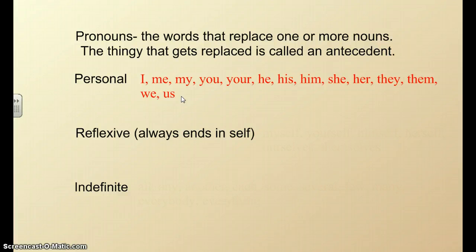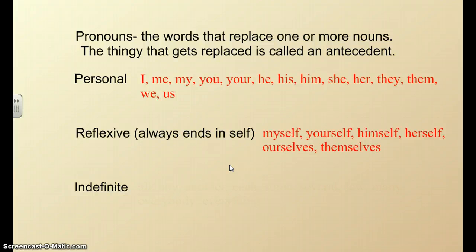Examples of personal pronouns are I, me, my. Those are for the first person. You and your are second person. He, his, him. She, her, hers. They, them, theirs. We, our, us. Those would all be the third person. Well, actually, no. First person would be we, us. These would all be third person. I'm sorry about that. Reflexive always ends in self because it's something that someone is doing to themselves, or him or herself.